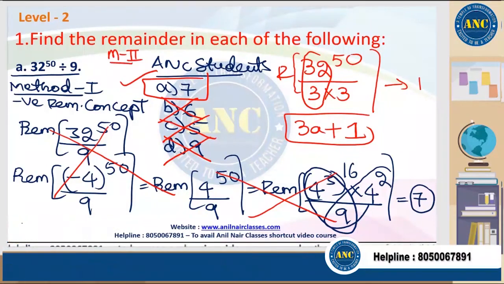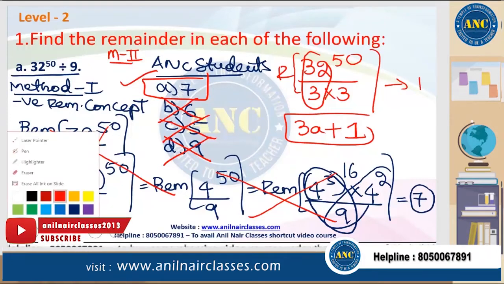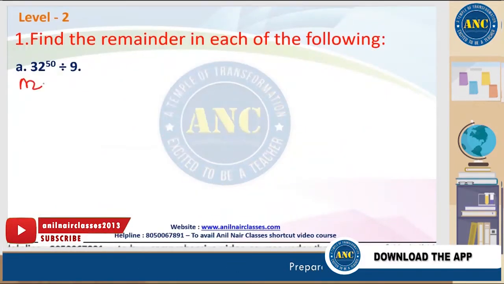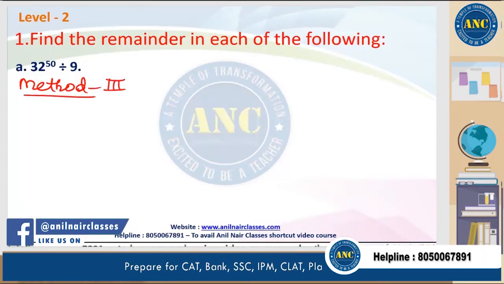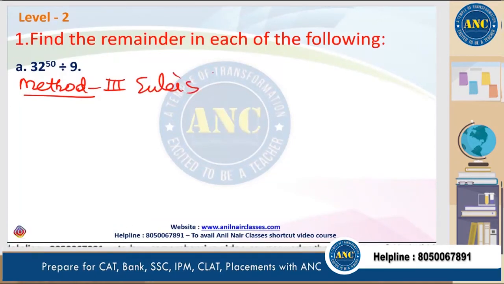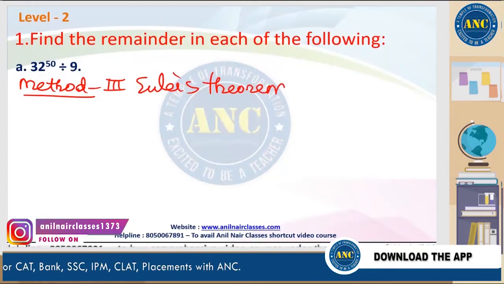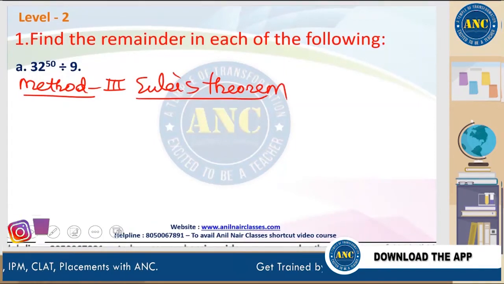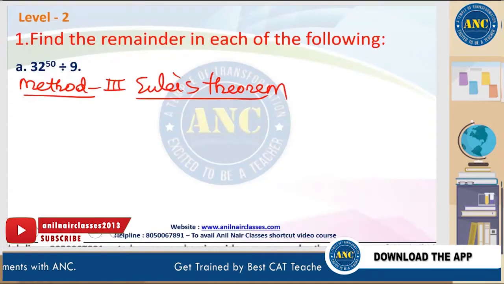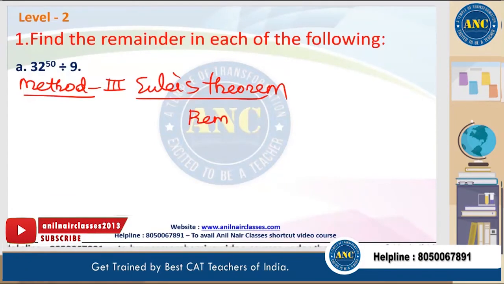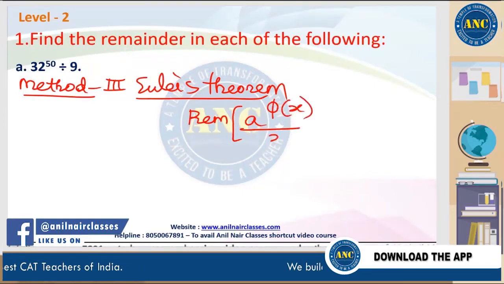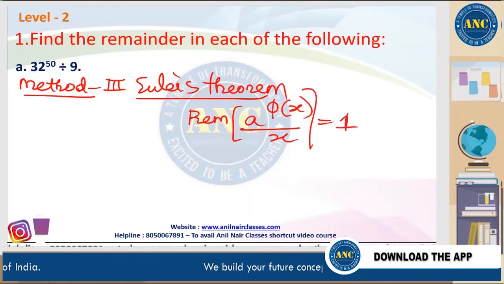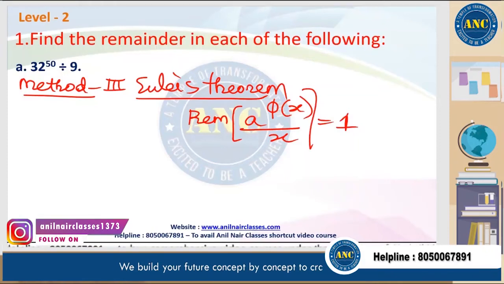Method 3, because I am going to use these functions in the next problems. Method 3, I hope the idea is clear. What is method 3? Yesterday in the class we discussed Euler's theorem. What is Euler's theorem? Those who were absent yesterday, I am repeating it again. Remainder of a power phi of x by x is equivalent to 1. Euler proposed it to get the answer fast.